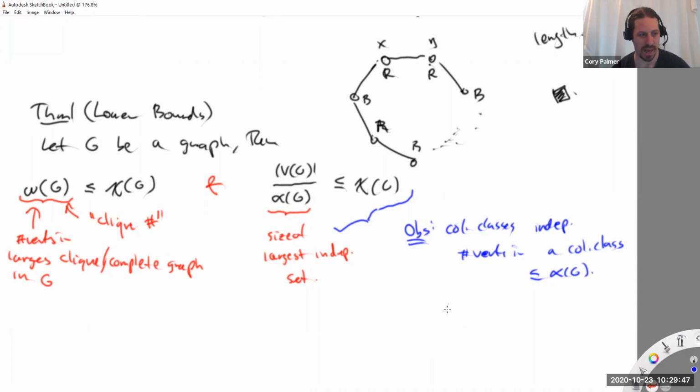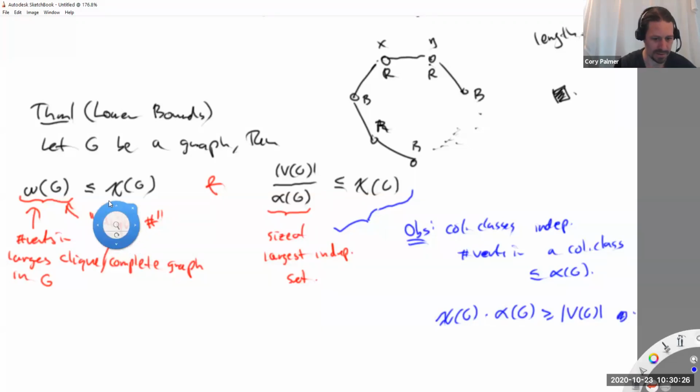And in a proper coloring of G, we use at most chi of G colors. So I have chi of G different color classes, and each color class has at most alpha of G vertices in it. So the total number of vertices isn't larger than the product of these two things, right? If I give you a proper coloring of my graph, each vertex gets a color, there are chi colors, and each color has at most alpha vertices in it. So the number of vertices can't exceed chi of G times alpha of G. You just solve this and you get a lower bound on chi of G, dividing both sides by alpha of G. Super, super simple bounds.